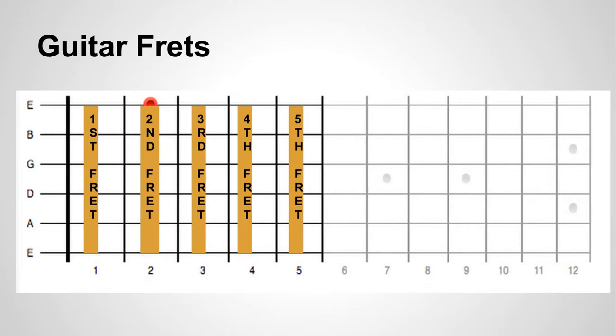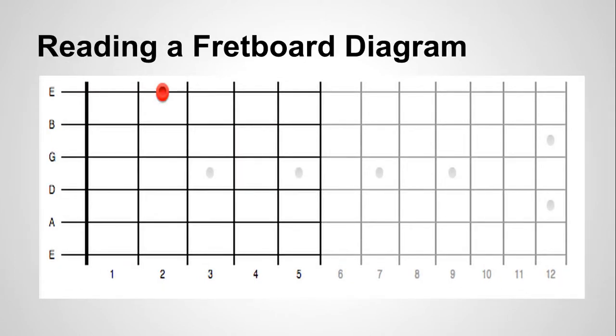And if you look at this fretboard diagram, you notice they're all numbered on the bottom. Now, how do you read a fretboard diagram? Well, let's look at this dot, the red dot that you see in this diagram. This red dot over here is on the E string, and if you follow it down, it's on the 2nd fret. That's where that one is, E string, 2nd fret.